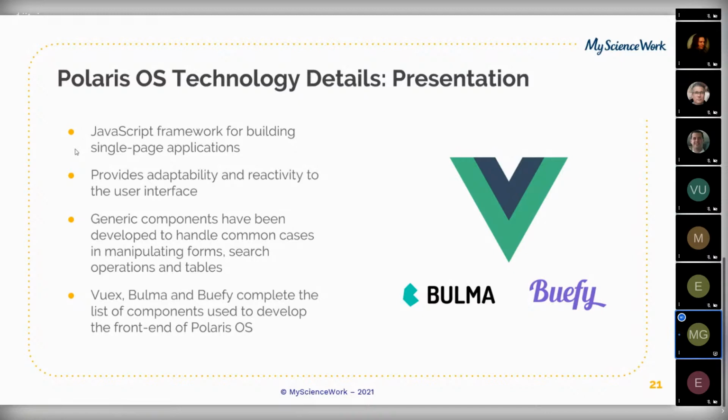I don't think we have the time to go into details on all of that, but we have 3 basic concepts in Polaris OS. The first one is the entities, and an entity is just a unit of information. An entity could be, for example, a publication, or, let's say, an institution, or a researcher.